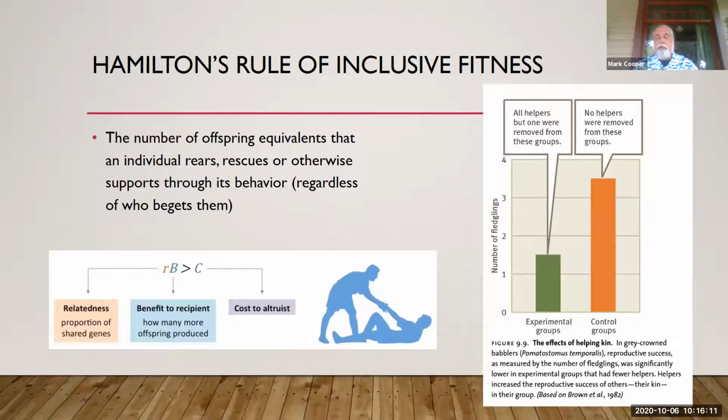or all except for one from a group, what you will see is the number of fledglings, the ones that actually successfully get out of the nest, is pretty low. But in a control group where you don't take any of those away, it's quite a bit higher. So the question is, why would they help? Well, it's a brother and sister, so they are related. So that relatedness would be higher.